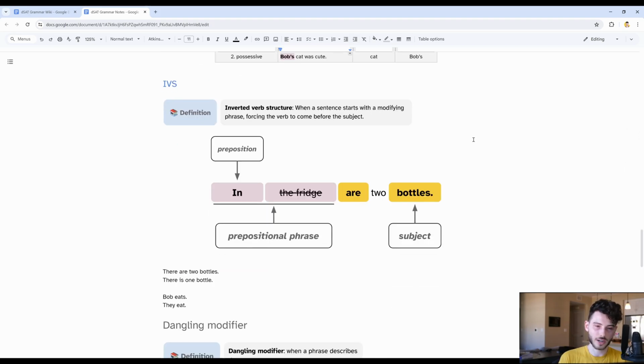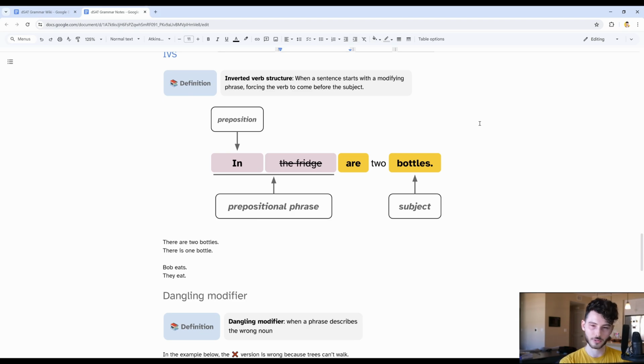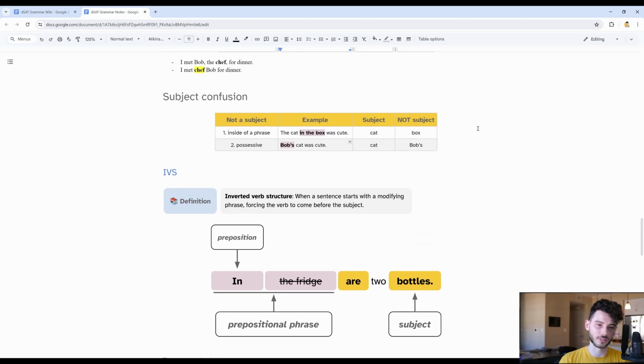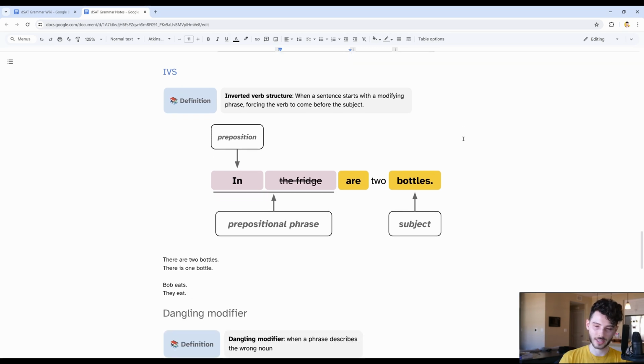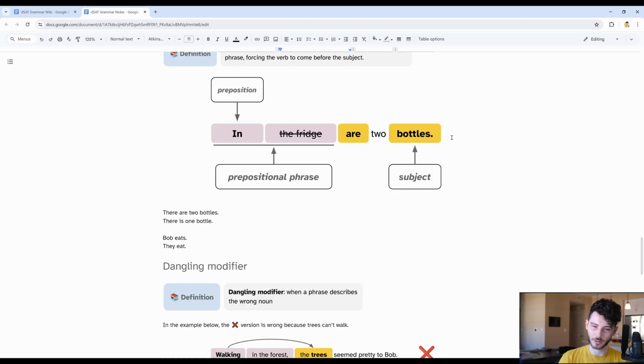I'm moving on to IVS. IVS stands for inverted verb structure. This comes from the principle of subject confusion. A subject can never be inside of a phrase. So if you start with a phrase, then it can't have the subject inside of it. In the fridge are 2 bottles. This is a weird sentence, but it is grammatically correct.